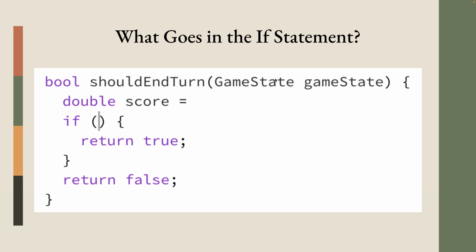Yep. You could almost think of this as being like double number, and we would use number as the name in the function. Again, this capital game state is just the data type, and this is the one that's actually the variable name. Yeah. Good. Other questions?